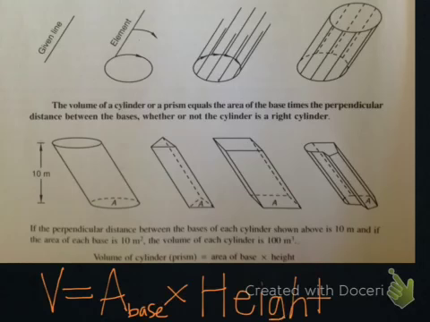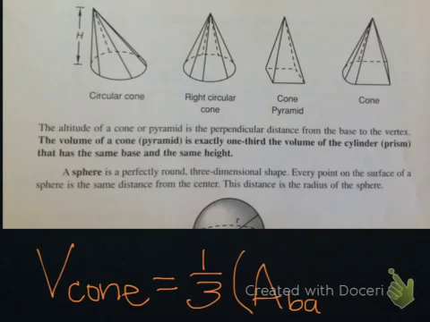Okay, if you have a cylinder that is not a right cylinder, the way that you find the volume is very similar. You need to know the area of your base, and then you need to multiply it by the height. The height is not the slant height. The height is the distance from the bottom base to the top base. So the volume is the area of the base times the height for all of these figures.